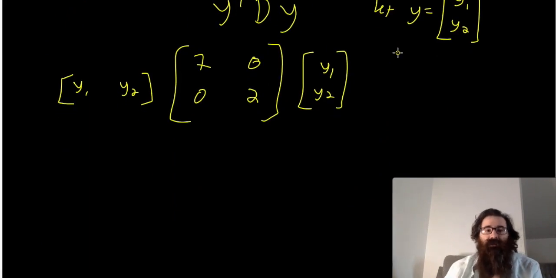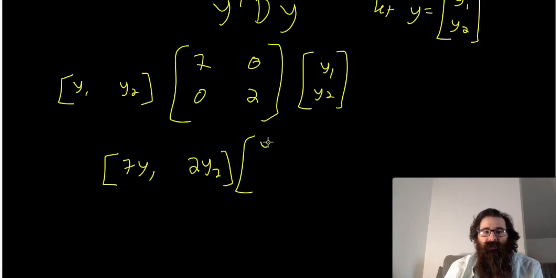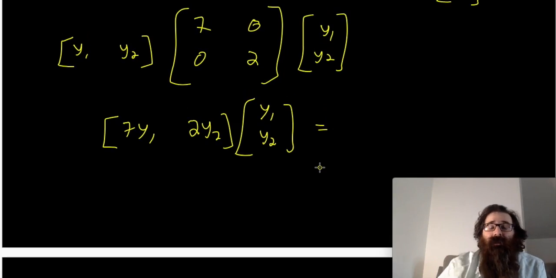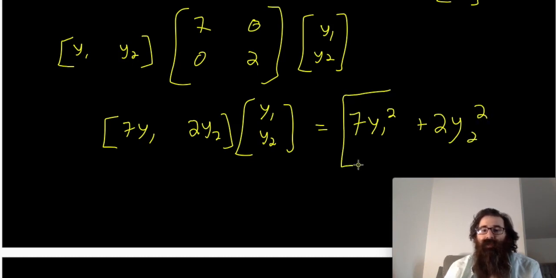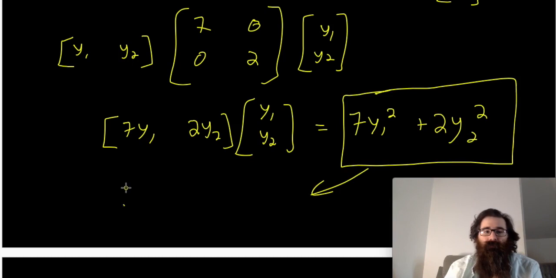If I multiply this out, it's going to be really nice. You get y1 times 7 plus 0 times y2, so that's 7y1. And then 0 times y1 plus 2 times y2 gives me 2y2. These are my two entries, times vector y. Now I multiply these together, but it just gives me a 1 by 1. So 7y1 times y1 gives me 7y1 squared, plus 2y2 times y2 gives me 2y2 squared. And this is my new quadratic form, with no cross product term.